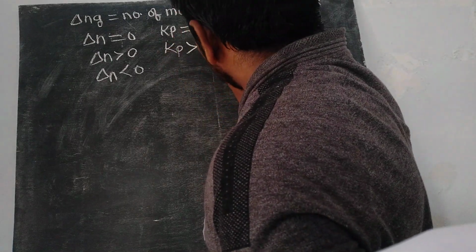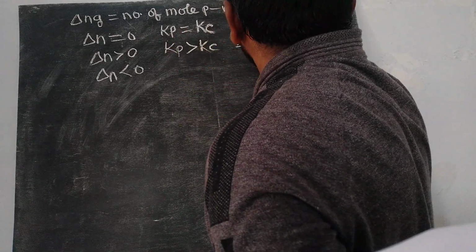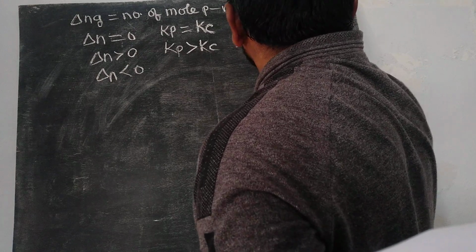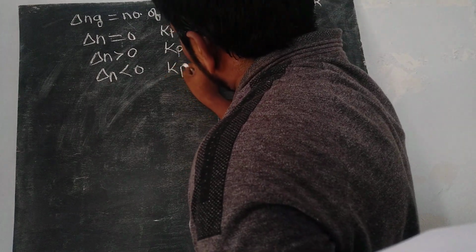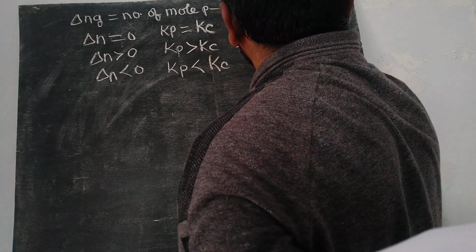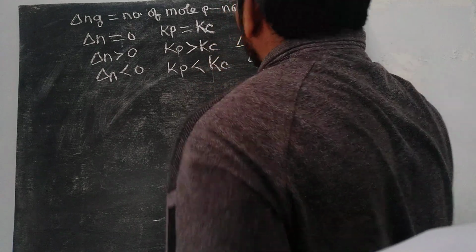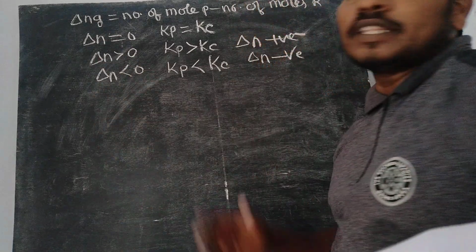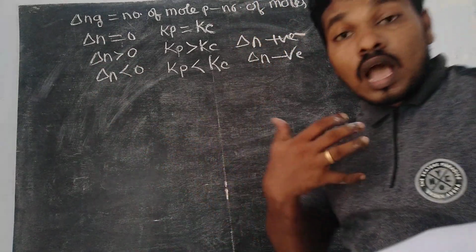Kp is greater than Kc. This time delta n is positive. So Kp is less than Kc, Kc is greater. This means delta n is negative. So when will this happen? By taking some examples, I will explain right now.